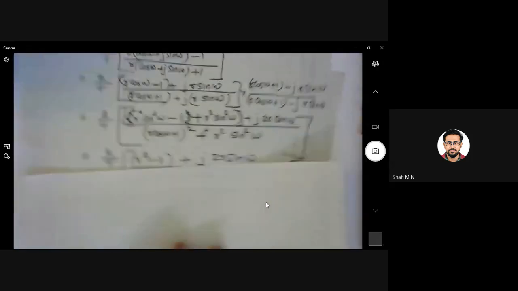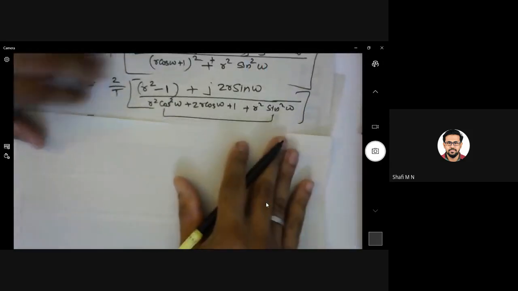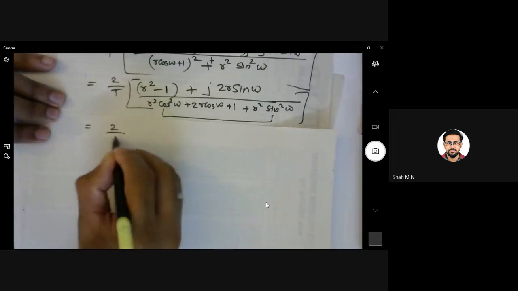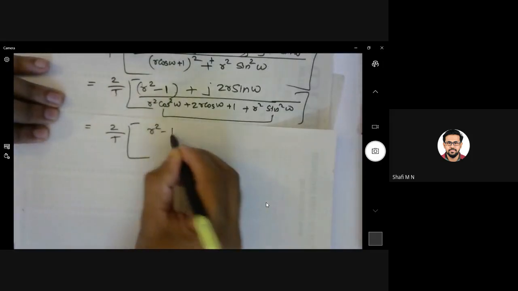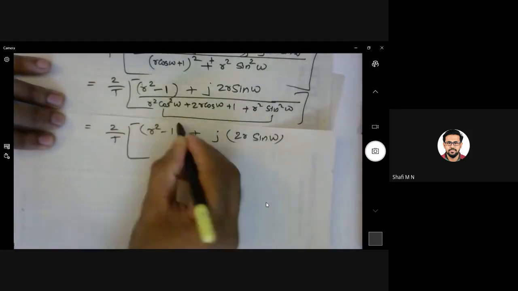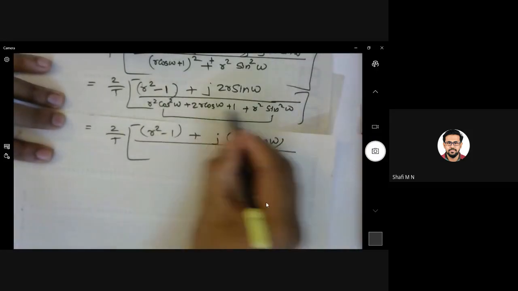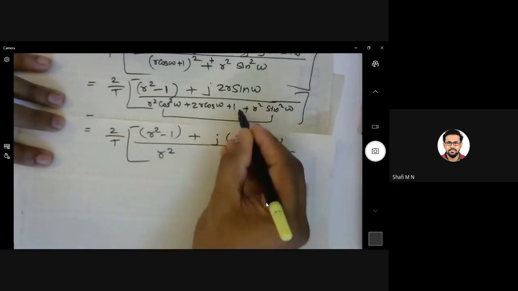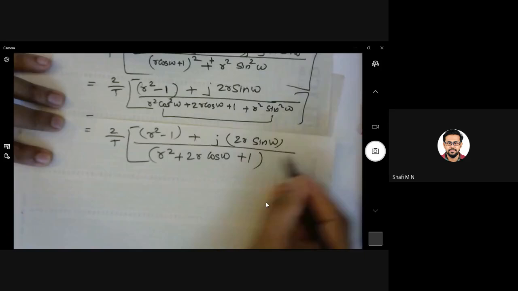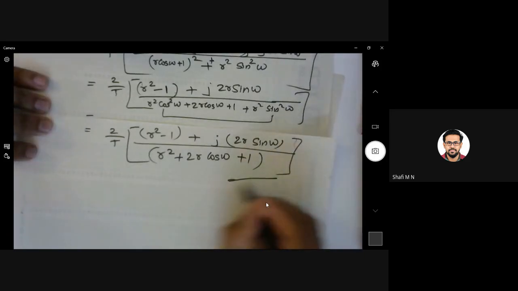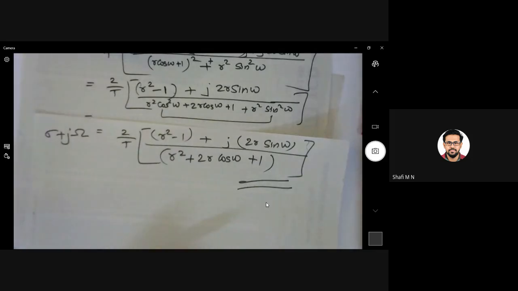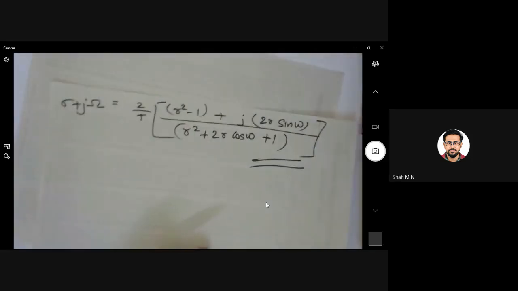So the final expression for you will be 2 by t, numerator is r square minus 1 plus j 2r sin omega, right? All divided by, you will have r square plus 2r cos omega plus 1. This is the denominator. So this is the final expression that we got. What was the LHS? Sigma plus j omega. Okay, so we will wind up in a few minutes.